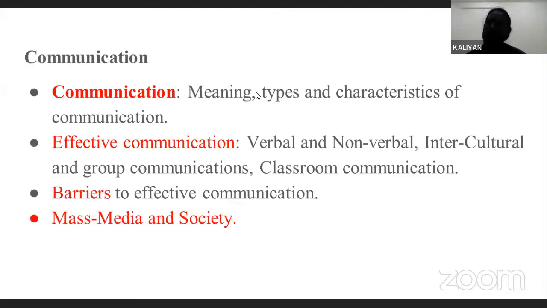So welcome, all, to the third day class. Today's chapter is unit number 4, communication. On day one we saw teaching aptitude, and yesterday research aptitude. Today, communication. In teaching, communication is a very important tool. That's why they added communication in the syllabus. Today we will discuss the meaning of communication, types, characteristics, effective communication, and different communication barriers, mass media and society.